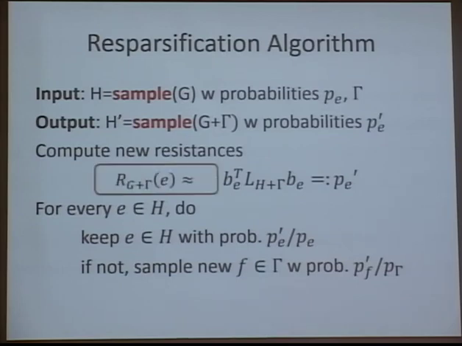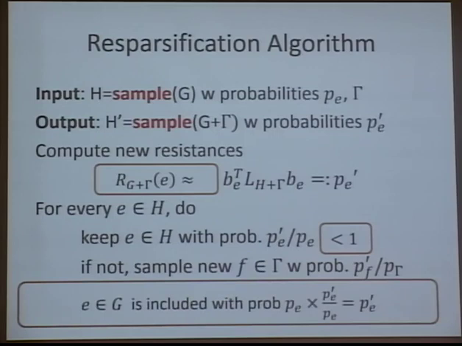The reason this works is, first, the resistances in H plus gamma are very close to resistances in G plus gamma, because H is a sparsifier of G. And second, p prime over p is always at most 1, so the sampling probabilities are monotone decreasing. Now it's easy to check that the probability that a particular edge is included in the sparsifier is p prime, which is the correct probability.